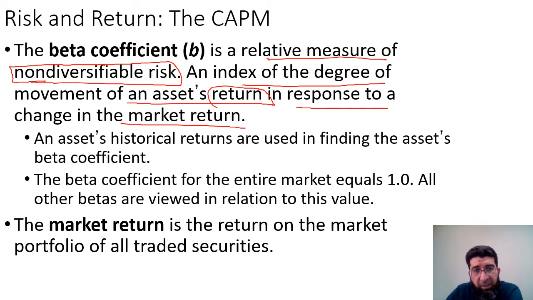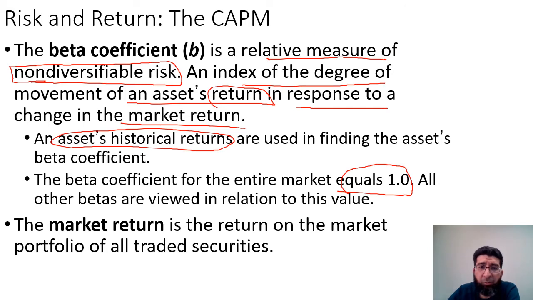First, we calculate the beta using the asset's historical returns, and after calculating the beta, we benchmark it to the market, where the market is 1. So how much beta will the asset have? If it's 1.2, it's higher than the market. If it's less than 1, then it's less than the market.